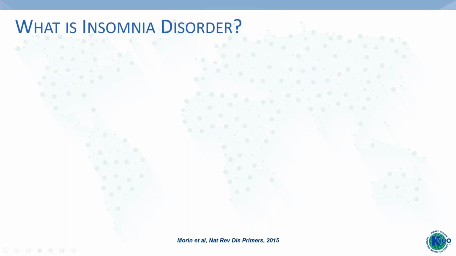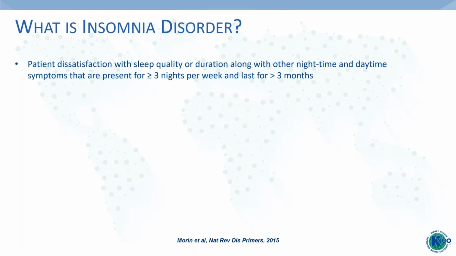Let's start with insomnia, and let's start with understanding what is insomnia disorder. What is important here is the formal definition that is up there: that it is patient dissatisfaction with sleep quality or duration, along with other nighttime and daytime symptoms that are present 3 or more nights per week and last for more than 3 months. So I could break this down into 4 parts.